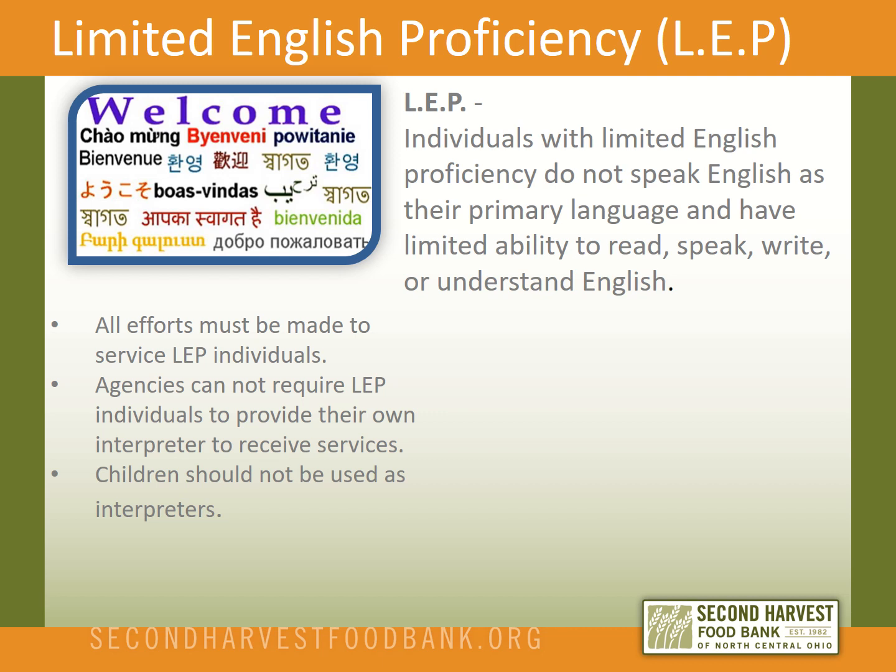The other type of limited access that we see is individuals with limited English proficiency. These individuals typically don't speak English as their primary language, and they have a limited ability to read, speak, write, or understand English. You have to make every effort to be able to serve these individuals. What you can't do is make these individuals bring their own interpreter, and you also shouldn't really use children to help interpret.